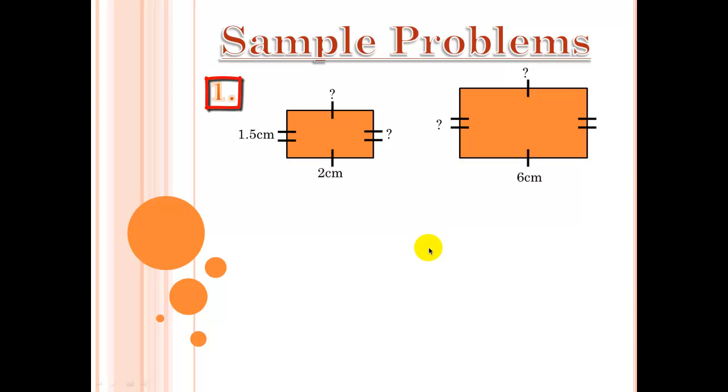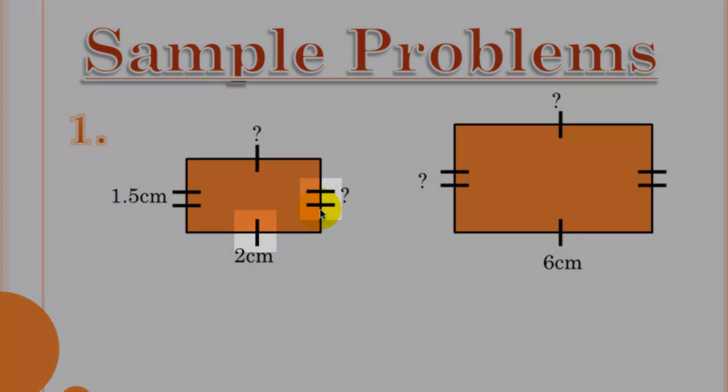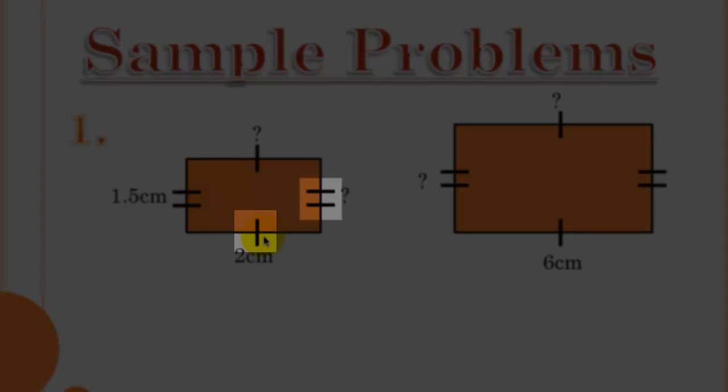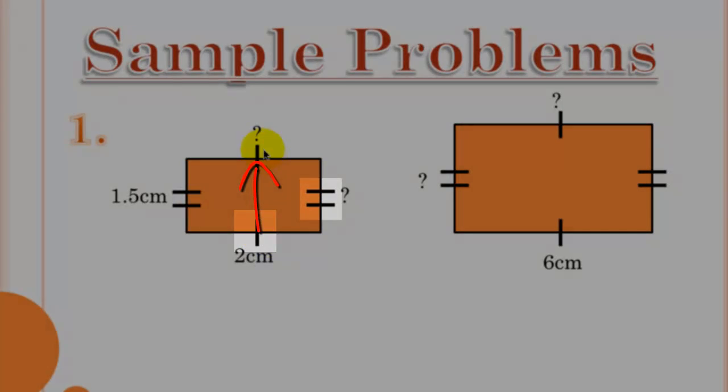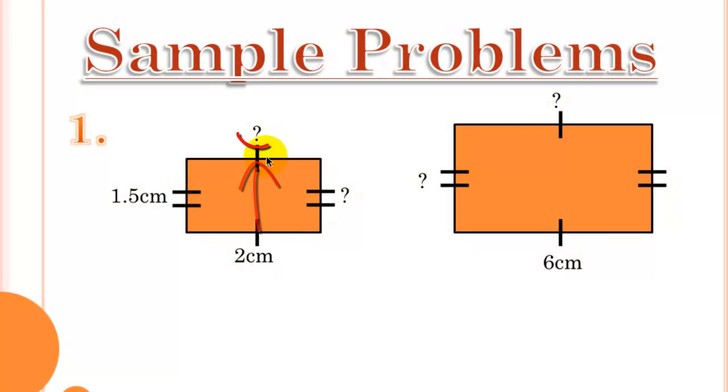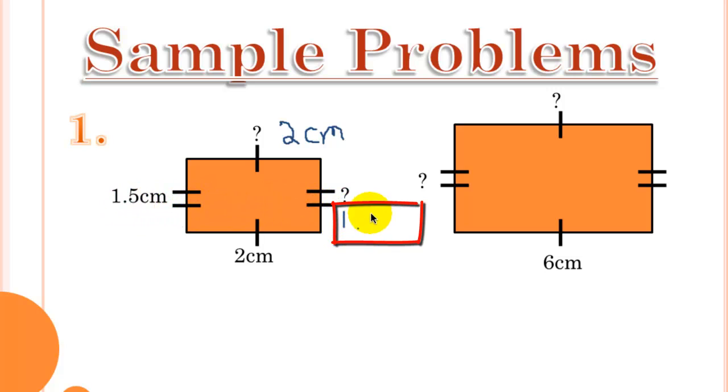Sample problem number 1. As you may remember before, these signs indicate that parallel side lengths are equal. So this side length would be equal to this side length. Let's try to solve this side length. Since this is 2 centimeters, this side length would also equal 2 centimeters. And we know that these two side lengths are equal, so this side length would also be 1.5 centimeters.